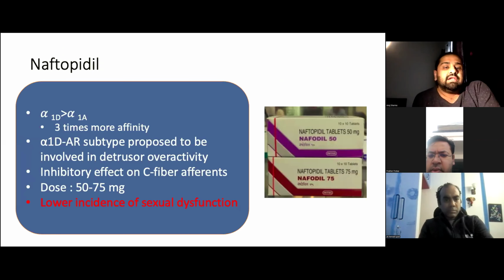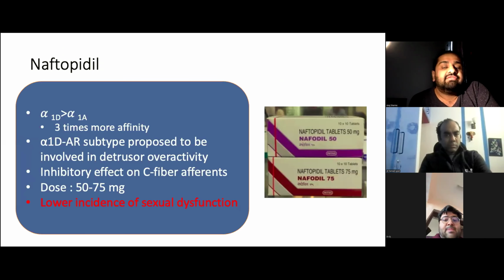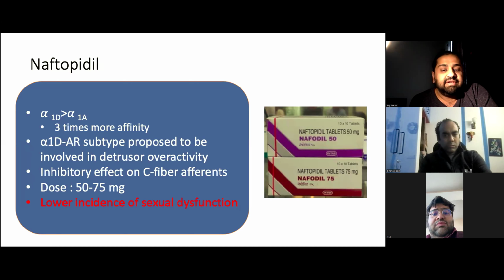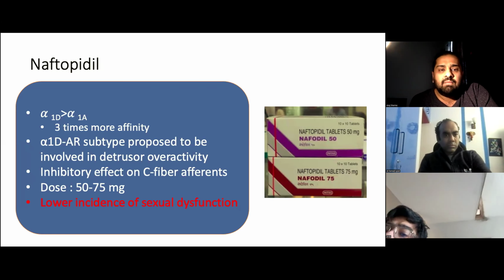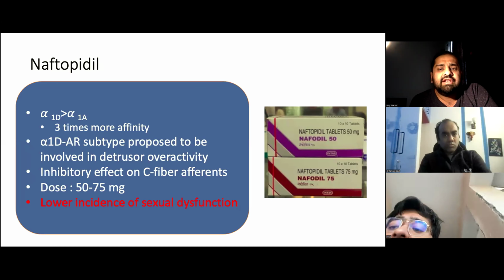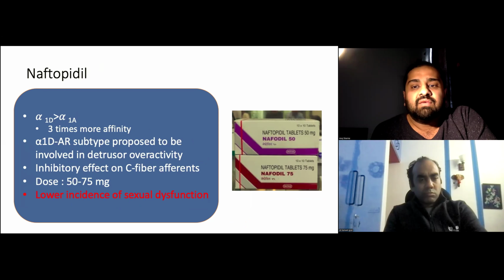Talking about naftopidil, it had a more selective action on the alpha-1D. I mentioned that the alpha-1D receptors act more on the static component. So it has 3 times more affinity, and it is proposed to be involved in detrusor overactivity too, with an inhibitory effect on the C fiber afferents. The ideal dose is around 50 to 75 milligrams and has a considerably lower incidence of sexual dysfunction, which I will discuss with the other drugs in subsequent slides. Most of the data and studies of naftopidil were done in Japan, so this drug is not very common or popular among the Western, especially the American and European subsets.